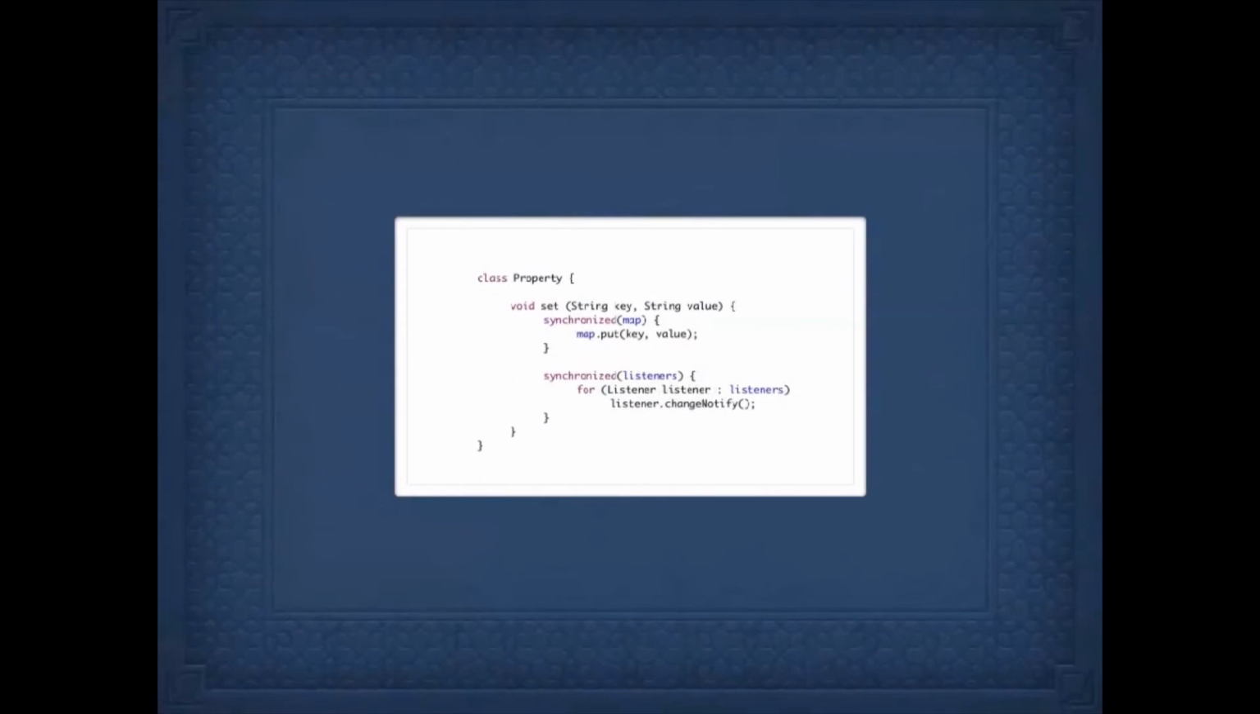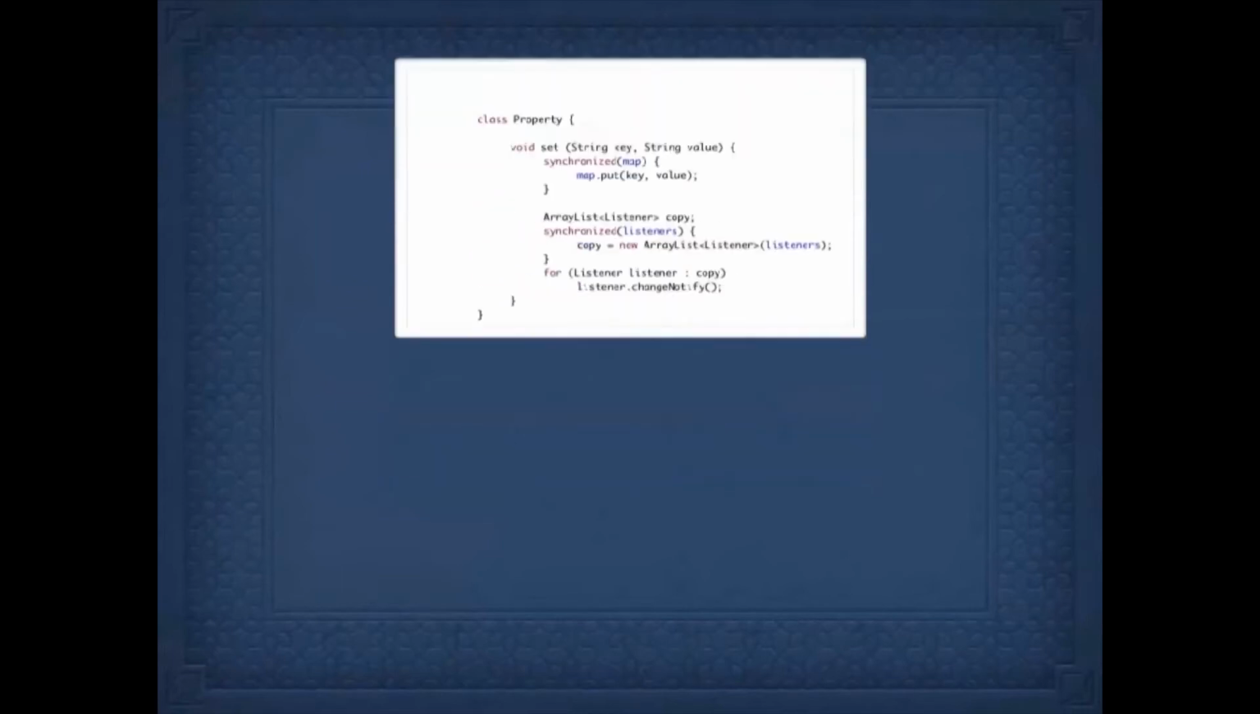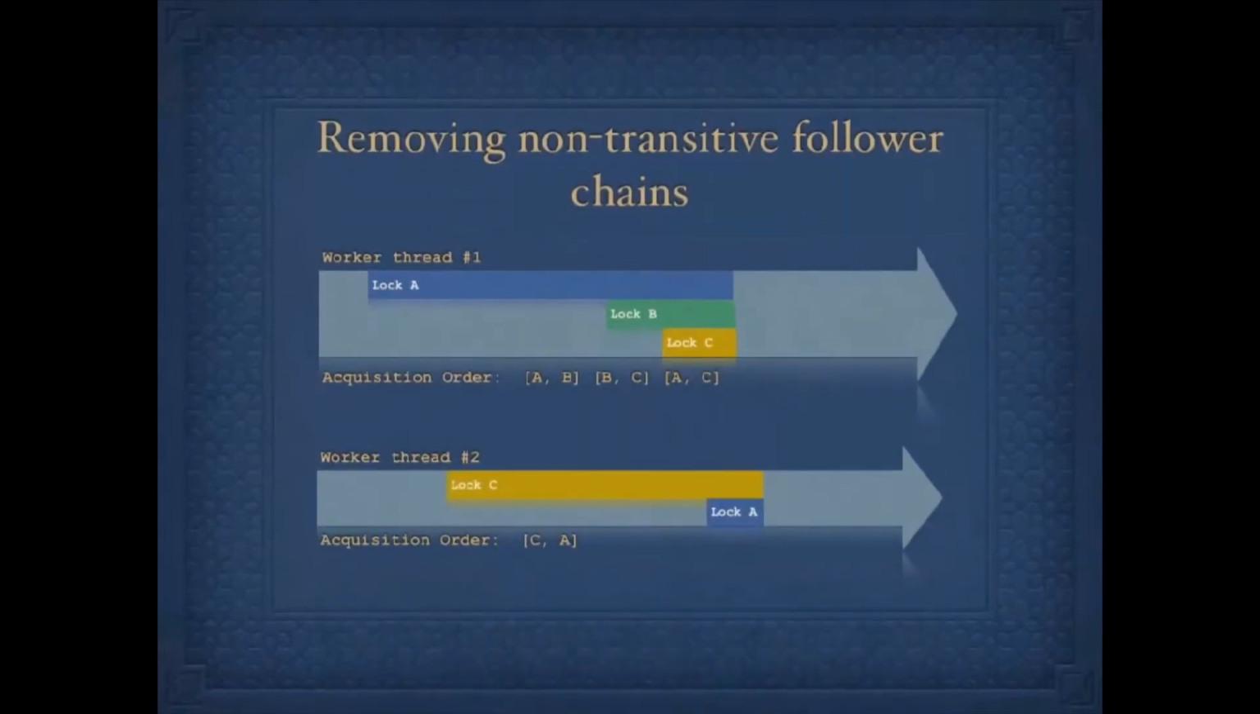We can realize too that the listener list lock can have a very large follower count depending on the listeners being called while the lock is held. So we can simply hold the lock while duplicating the list, then iterating through the duplicated list for calling the listeners. Another way to resolve deadlock is to remove non-transitive follower chains.